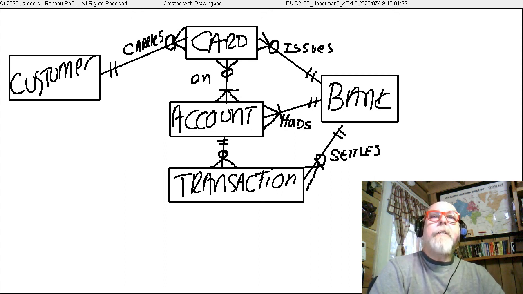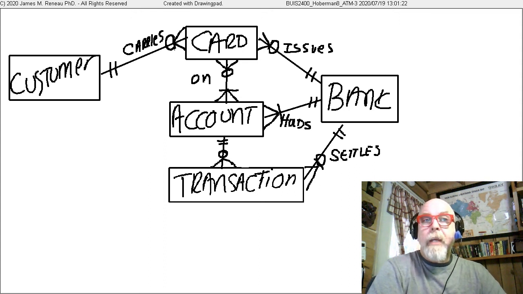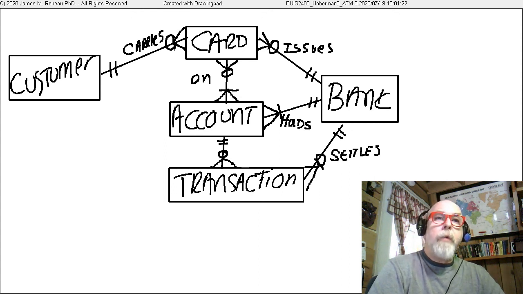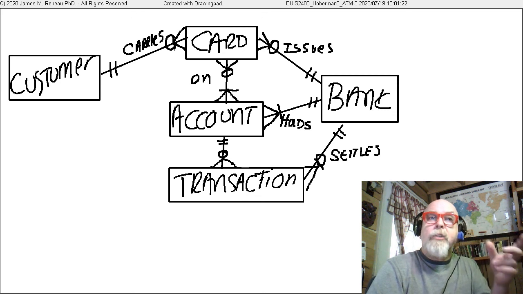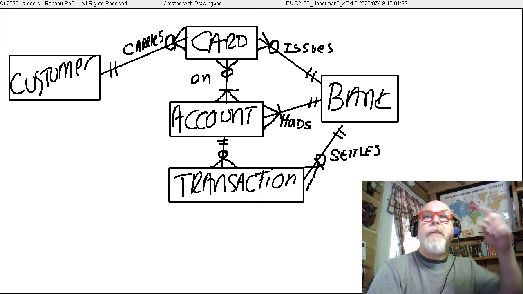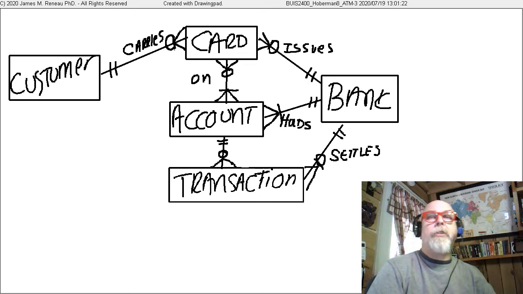Then I look at the bank to card relationship. A bank issues a card. A bank can issue 0 or more debit cards or ATM cards, and a card is issued by one and only one bank because when you look at the card, it says what bank issued the card. So you can see the customer's relationship to cards and the bank's relationship to cards.